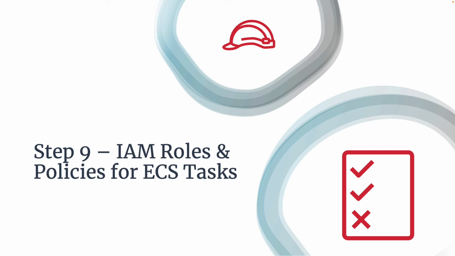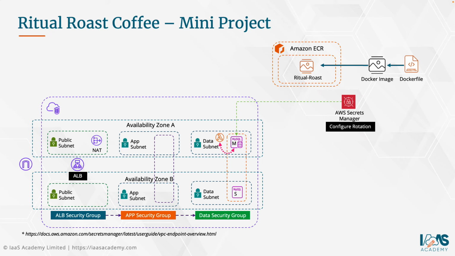Okay, so step 9 is all about IAM roles and policies for your ECS tasks. So essentially, we've got our VPC in place, we've got our subnets, we've got our database, we've got the security group sorted out. We also have the load balancer, ECR with the Docker image, and even Secrets Manager done. You're doing really well. So the next step is we're going to set up some IAM roles. Okay, in fact, we're just going to set up one IAM role, but with a couple of IAM policies.